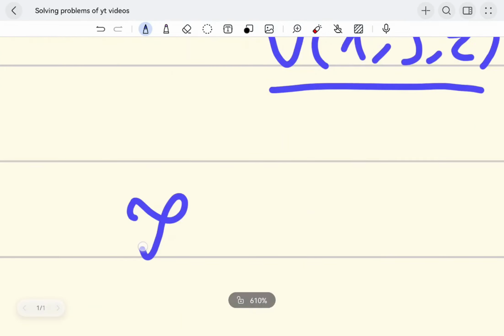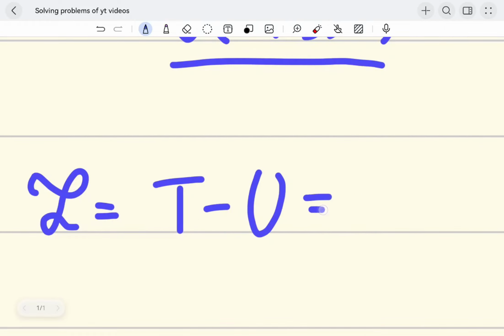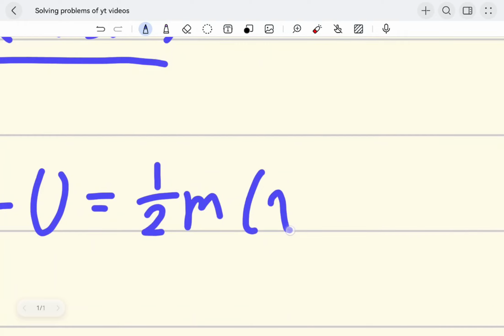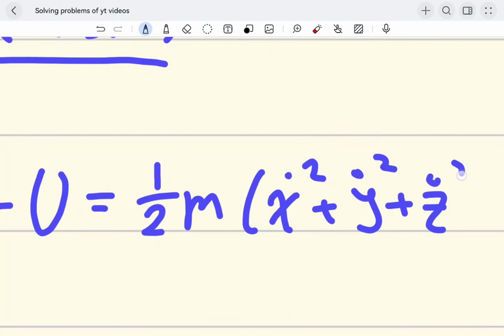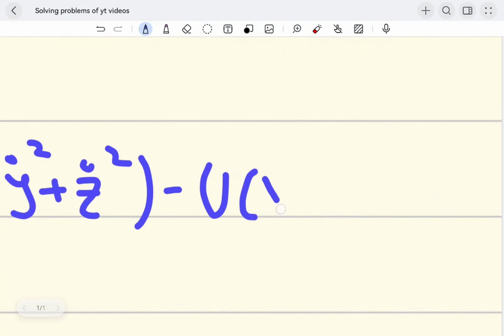So the Lagrangian, by definition, is the kinetic energy minus the potential energy. So 1/2 m times (x dot squared plus y dot squared plus z dot squared) minus the potential energy as a function of the position.